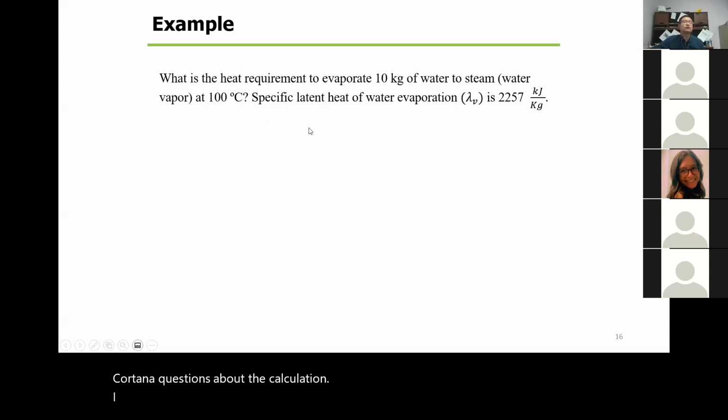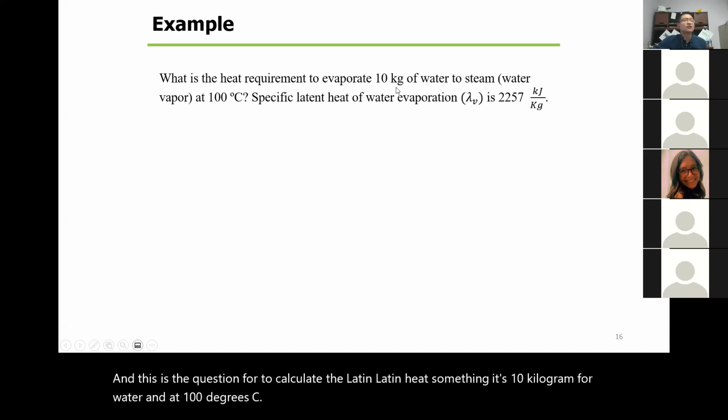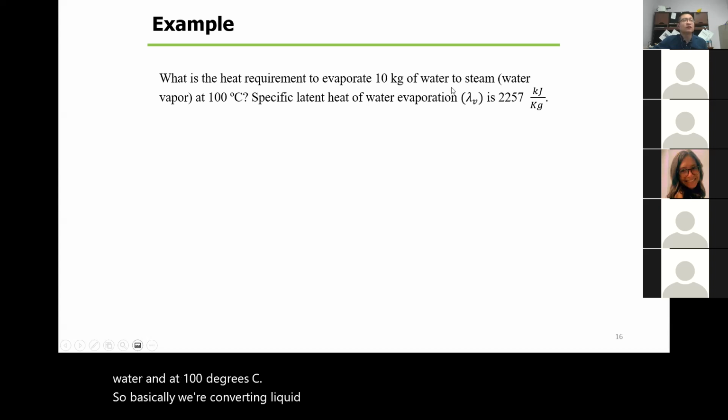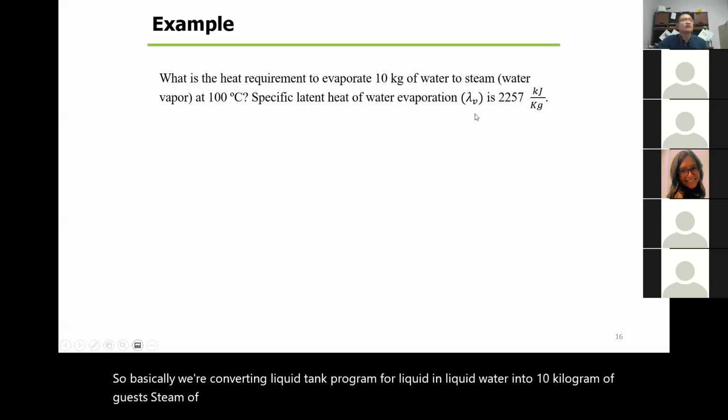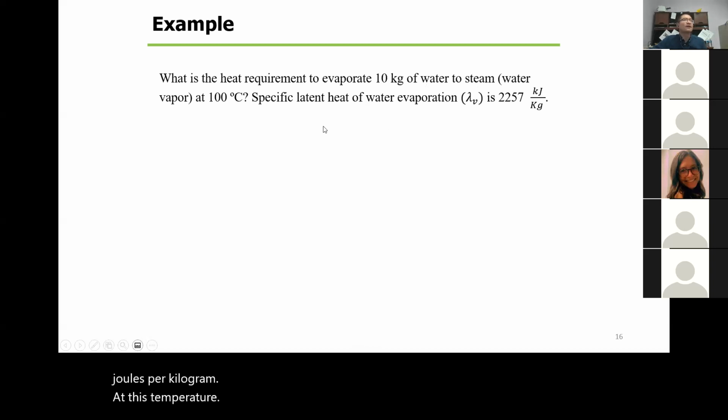And then this is the question to calculate the latent heat. Same thing, it's 10 kilogram of water at 100 degrees C. So basically we're converting 10 kilogram of liquid water into 10 kilogram of gas, steam of water. And assuming that the specific latent heat is 2257 kilojoule per kilogram at this temperature. So I'll give you maybe a few seconds to think about it because it's also very straightforward.